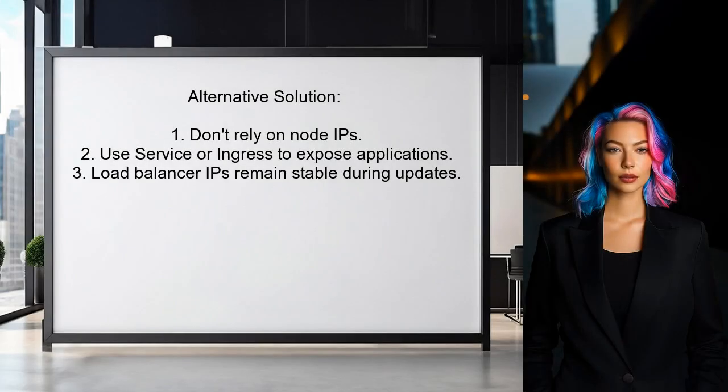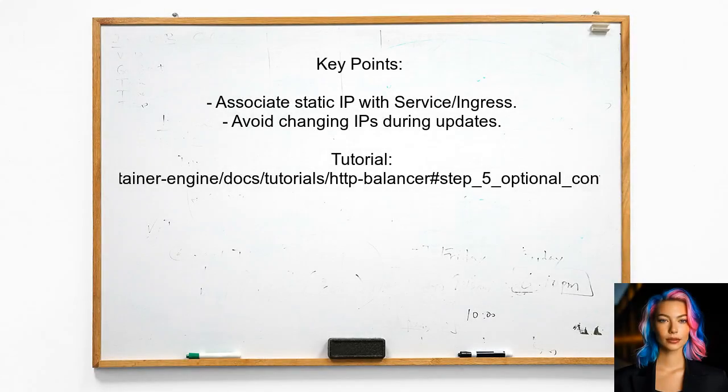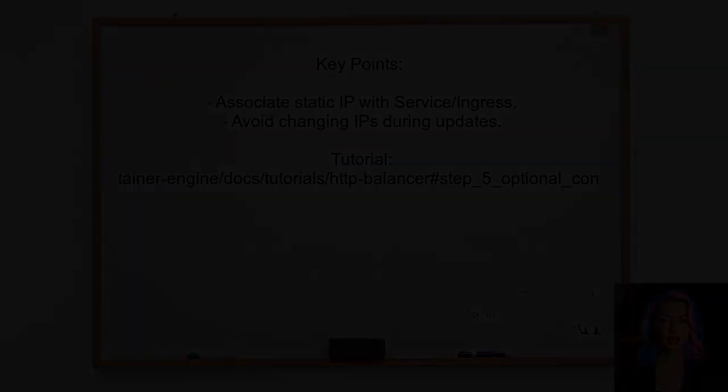An alternative approach suggests not relying on the IP addresses of individual nodes, as they can change. Instead, you should expose your applications using service or ingress resources. The IP addresses of the load balancers created with these resources remain consistent through updates. You can also associate a static external IP with your service or ingress. This way, you won't face the same issue with changing IPs during updates. For more details, check the tutorial on configuring a static IP address.